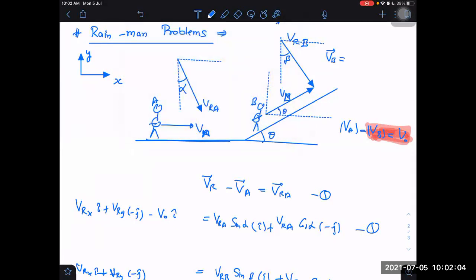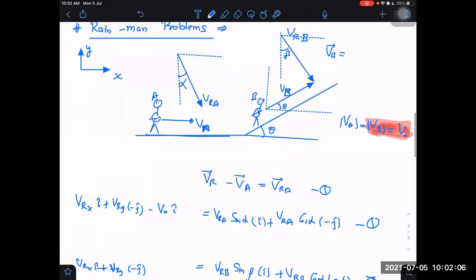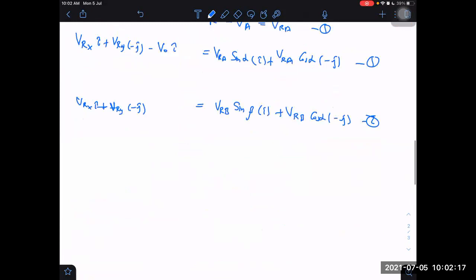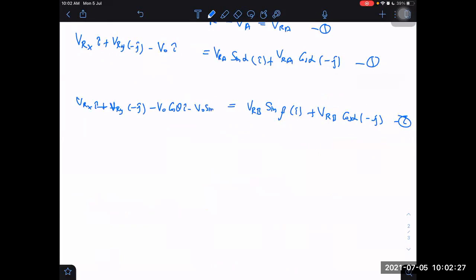What is this angle theta? So VB cos theta along i cap, and VB sin theta along j cap. VB is V naught, so V naught cos theta along i cap and V naught sin theta along j cap. So we get minus of that, we have to write here. So minus of V naught cos theta along i cap, minus of V naught sin theta along j cap. VRX, minus V naught along i cap.